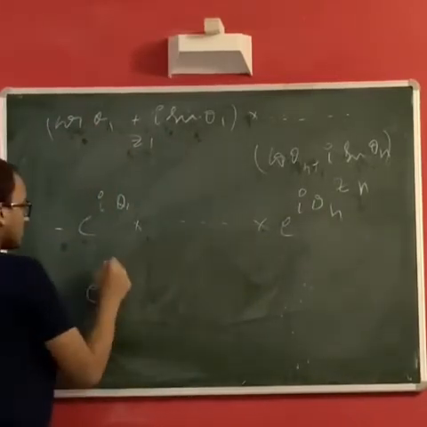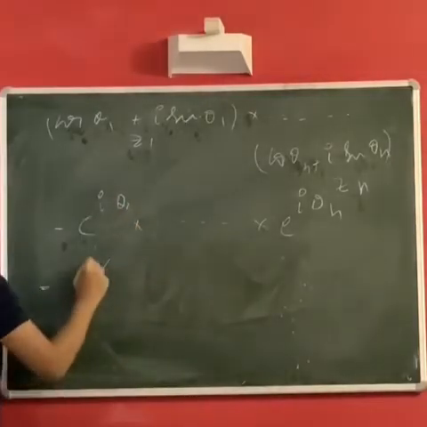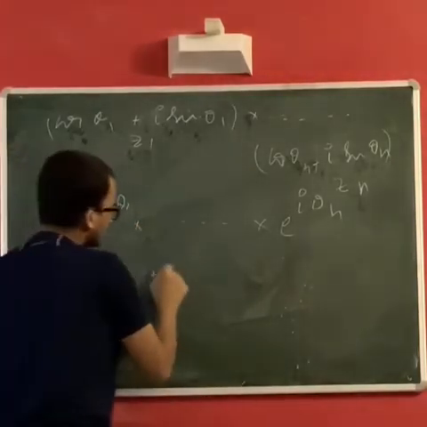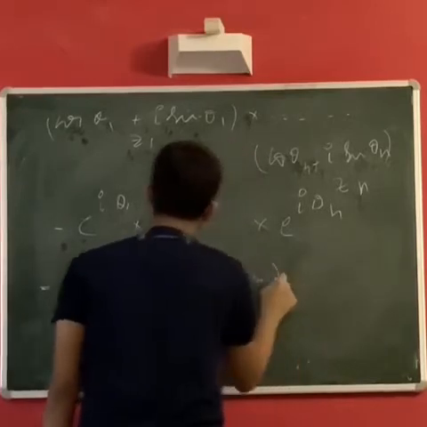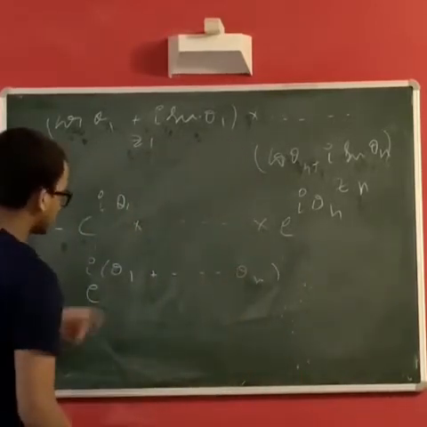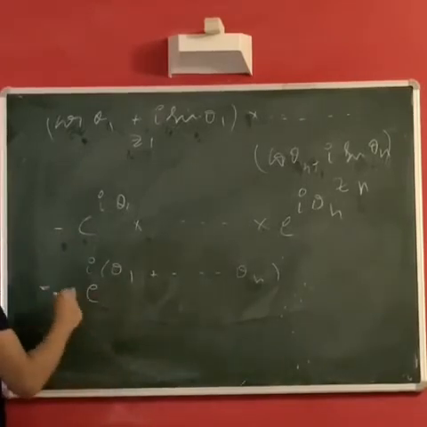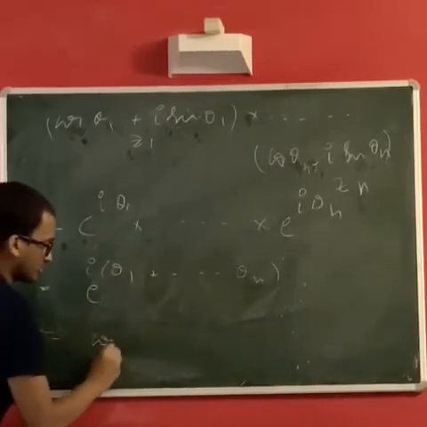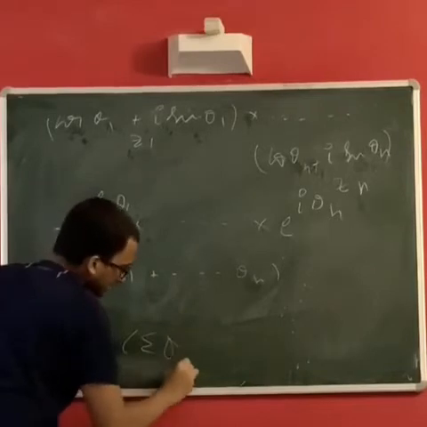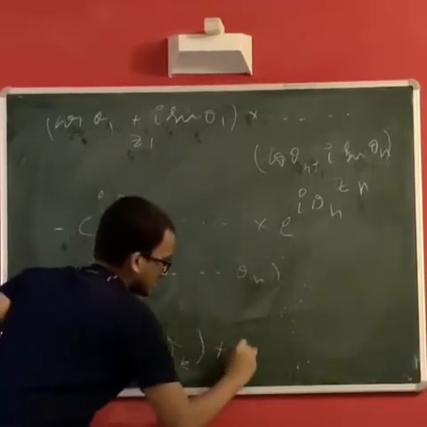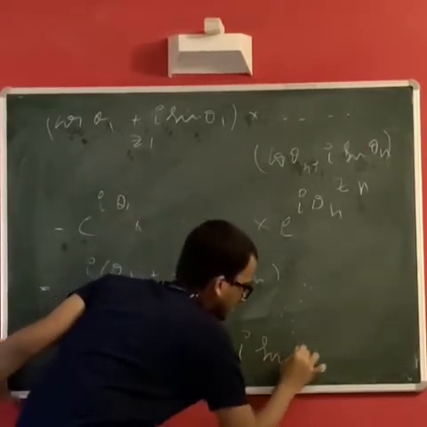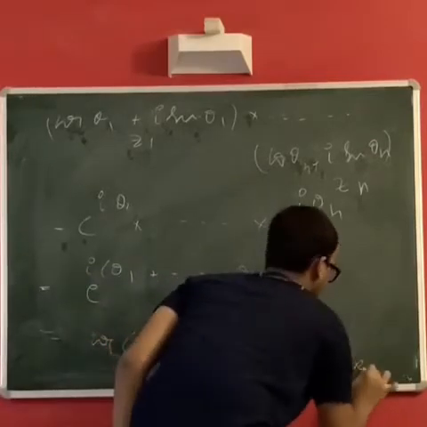This you can write as e power the sum of all that, taking i common, you get e power i times theta 1 and so on up to theta n. This, on writing it again using the exponential representation, where modulus is 1, you will get cos of sigma theta k from 1 to n plus i times sine of sigma theta k from 1 to n.